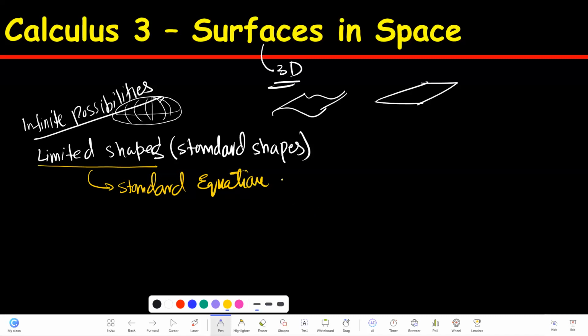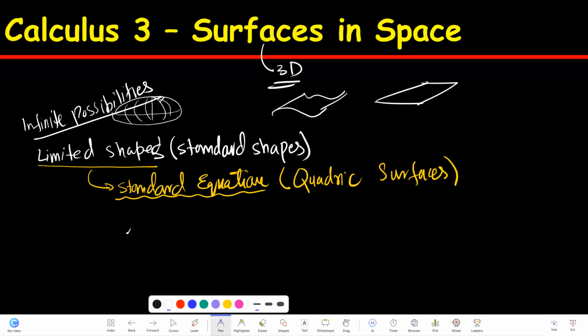This standard equation is called quadric surfaces, or quadric equation. It's like quadratic, which came from the same root, but it's called quadric surfaces. Now this quadric surface equation is pretty big.